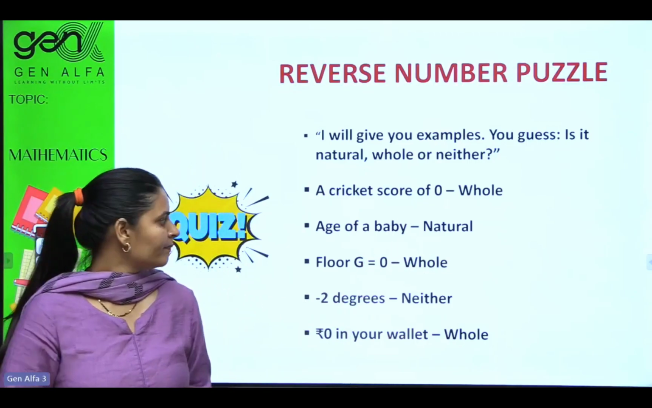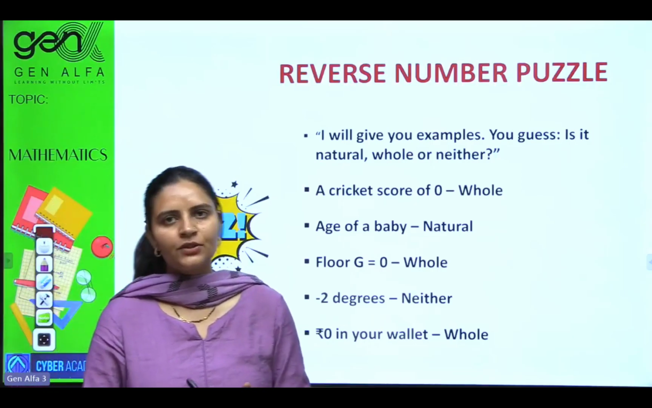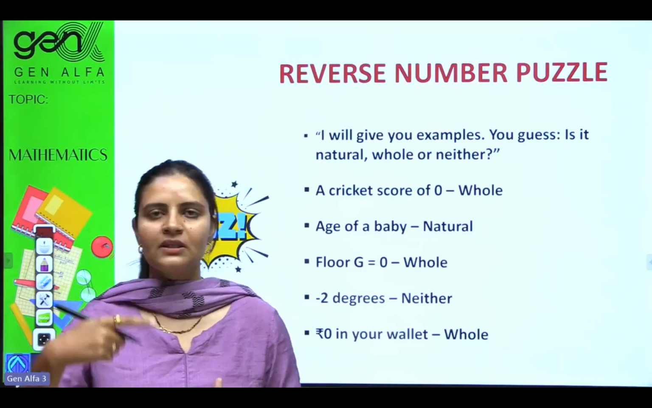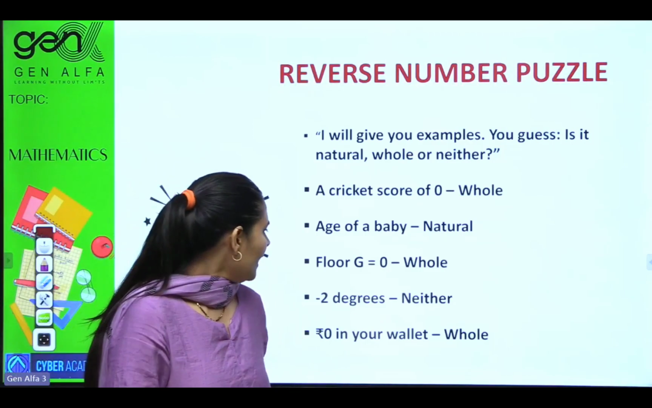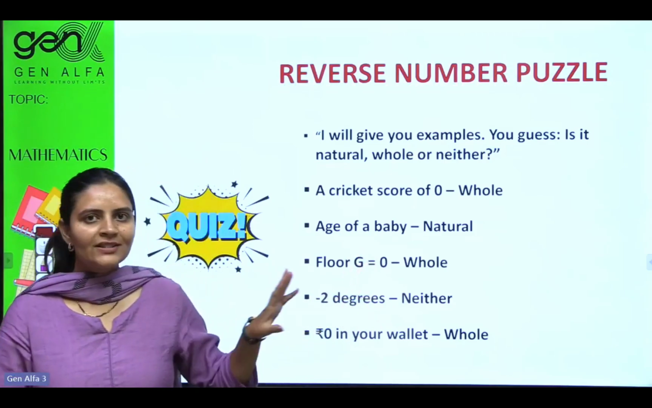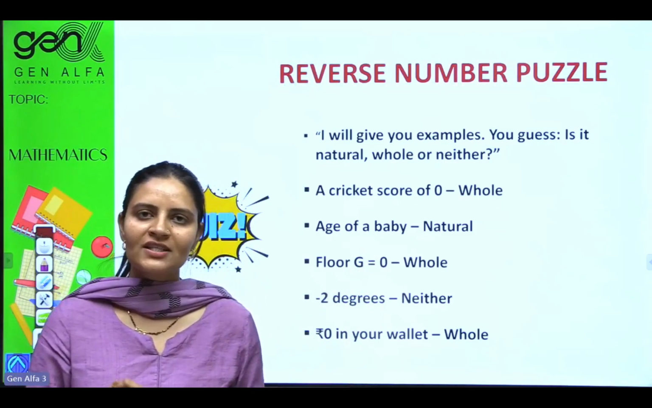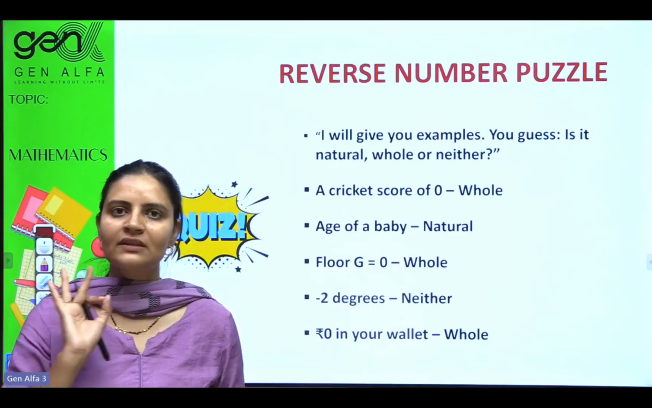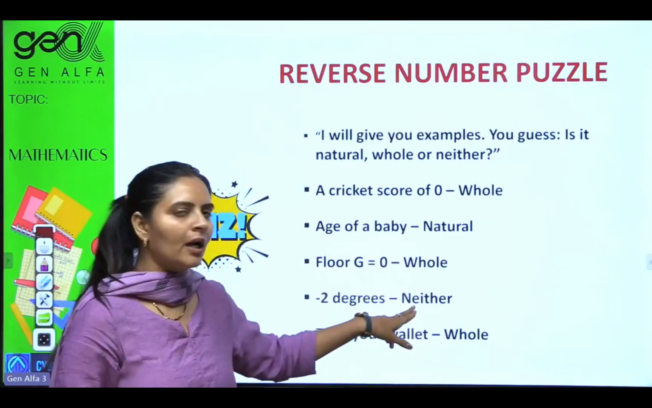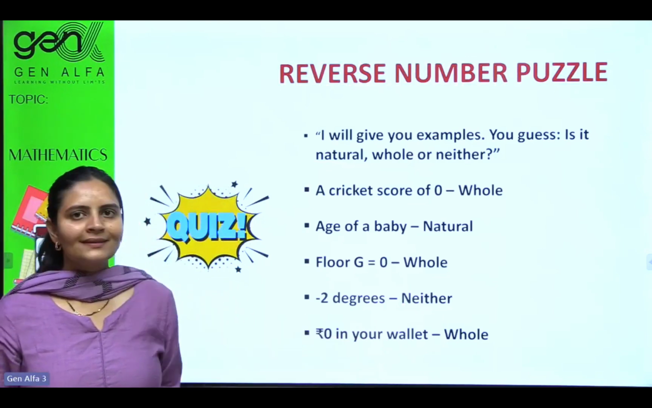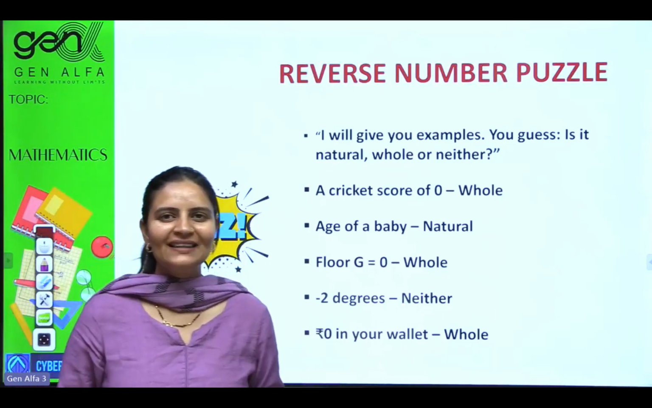Floor G, yes, it could exist. Floor G, 0, then first floor, then second floor. -2 degrees. Natural numbers are not having negative signs. Whole numbers is just but the natural numbers along with the 0. So yes, it is counted in neither of the sets. Rupees 0 in your wallet. So sorry for the example, but it is a whole number thing.